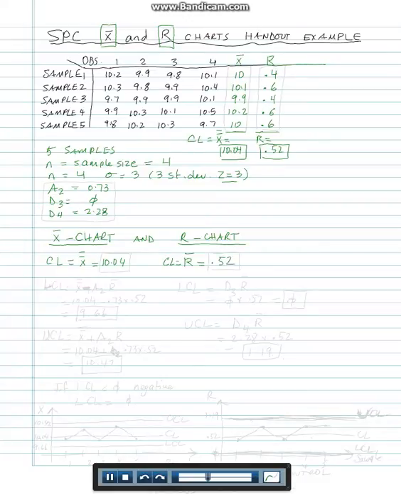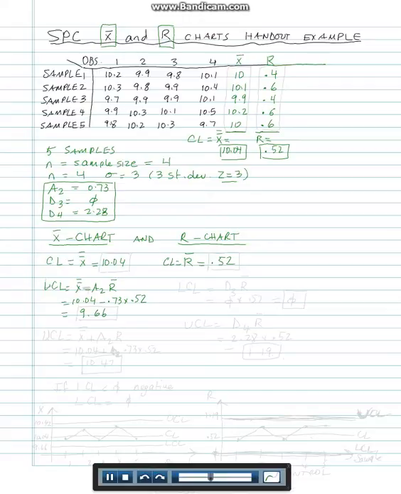Here we know that the CL is equal to R bar, and that was 0.52. From the formulas in your book, we know that the LCL here is equal to X bar bar minus A2 R bar. So that is going to be 10.04 minus, and we found the A2, D3 and D4, so minus 0.73 multiplied by R bar, which is 0.52. If you calculate that, you get 9.66.